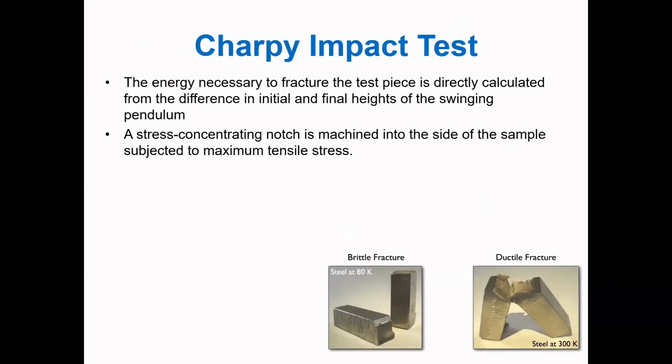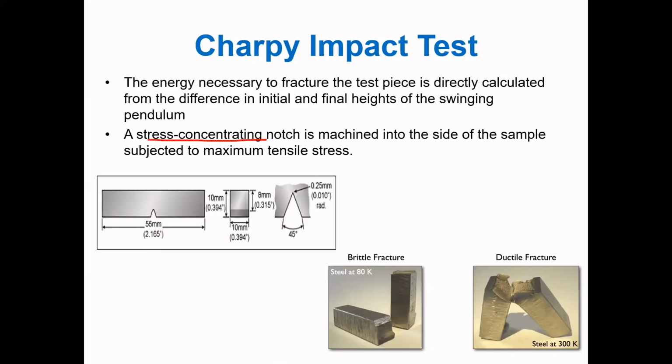So the test principle is quite straightforward. The energy necessary to fracture the test piece is directly calculated from the difference in initial and final height of the swinging pendulum. To provide a control over the fracture process, a stress concentrating notch is machined into the side of the sample that is subject to a maximum tensile stress, like what we can see in the figure here.